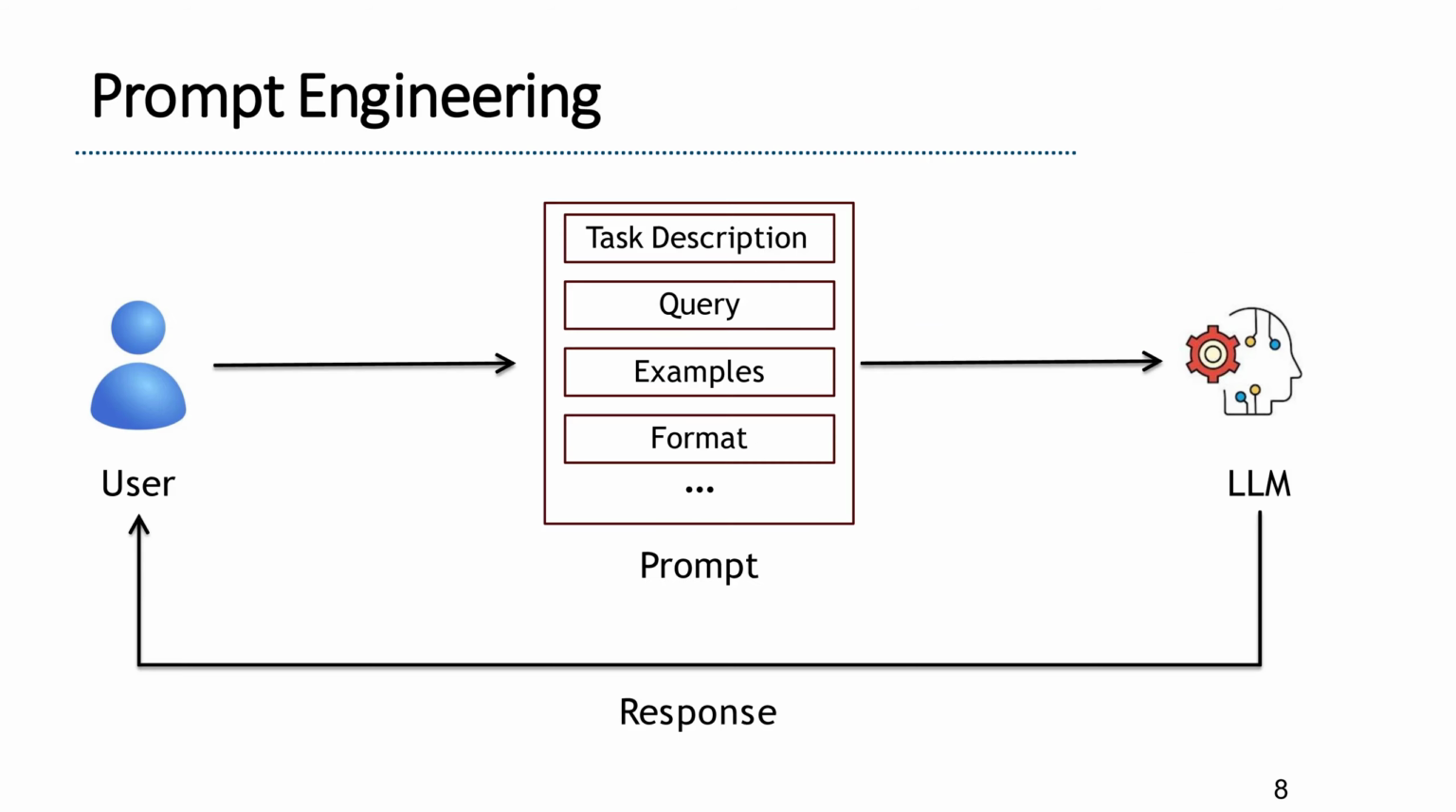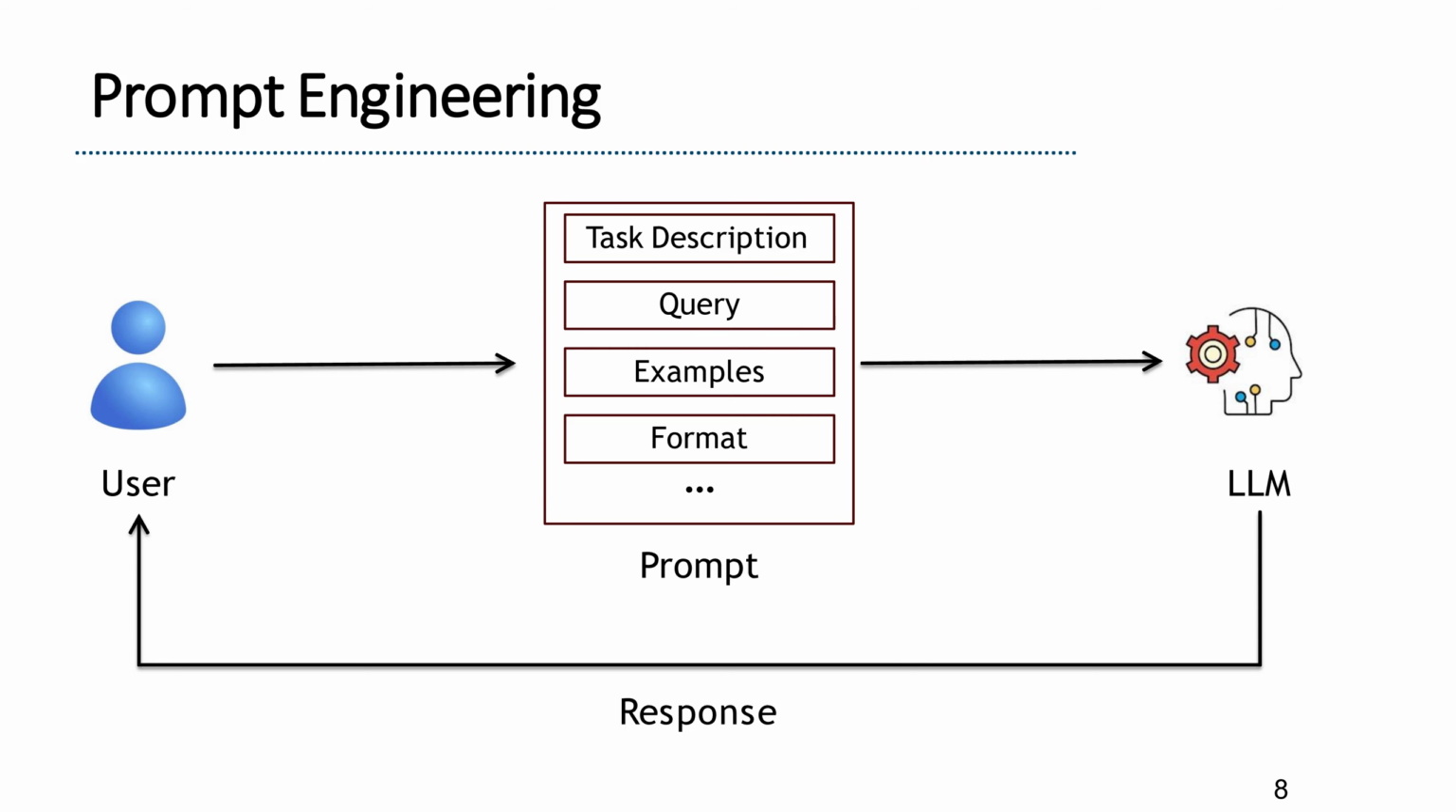Let's walk through the basic process of prompt engineering. As users, we begin by crafting a prompt that includes task description, queries, examples, and formatting instructions. The LLM then processes this prompt and generates a response. The quality of this response depends heavily on how well we've engineered our prompt. This iterative cycle, from prompt to response to refinement, is essentially what we will be learning today. We will explore different strategies, examples, and best practices for crafting effective prompts that lead to the best possible outputs from the model.